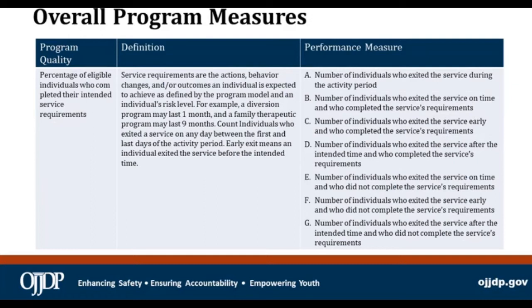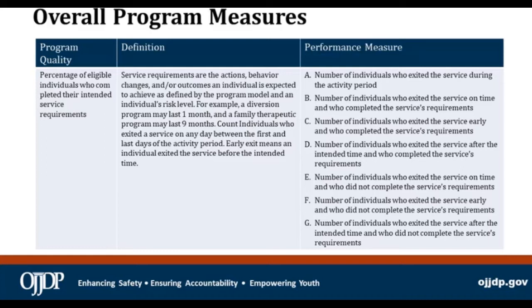Percentage of eligible individuals who completed their intended service requirements. Service requirements are the actions, behavior changes, and/or outcomes an individual is expected to achieve as defined by the program model and an individual's risk level. For example, a diversion program may last 1 month and a family therapeutic program may last 9 months. Count individuals who exited a service on any day between the first and last days of the activity period. Exit early means an individual exited the services before the intended time.